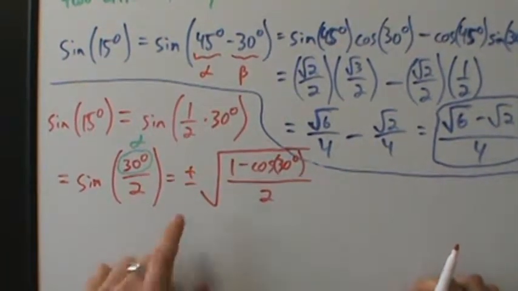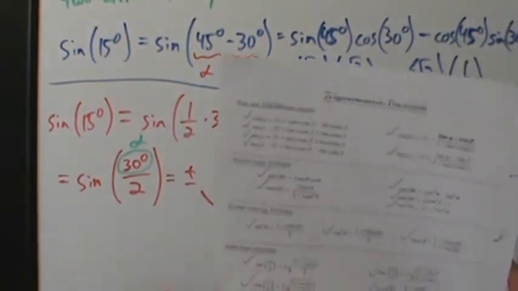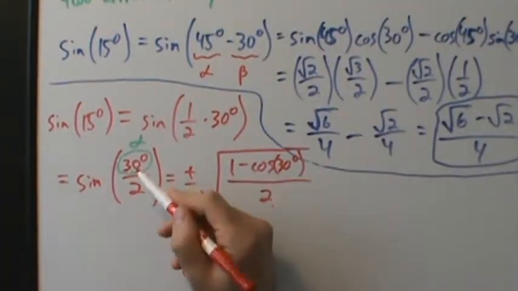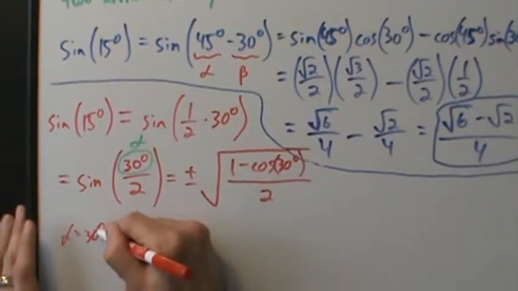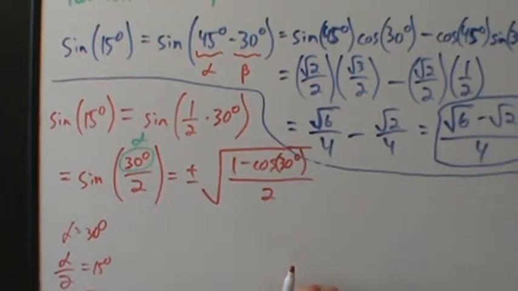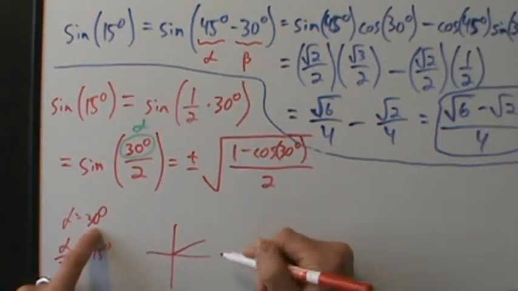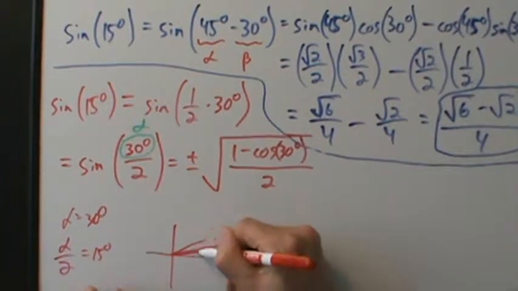Now the question is, which do we use, the plus or the minus sign? Notice here, and we did talk about it in an earlier video, this plus and minus sign is determined by the quadrant of alpha over 2. Alpha over 2 is 15 degrees, right? Alpha is 30 degrees, and alpha over 2 is 15 degrees. Which quadrant is 15 degrees in? 15 degrees is pretty small. It's smaller than 30 degrees, right? We know 30 degrees is in the first quadrant, somewhere around here. So 15 degrees is half of that, so it's somewhere here in the first quadrant.